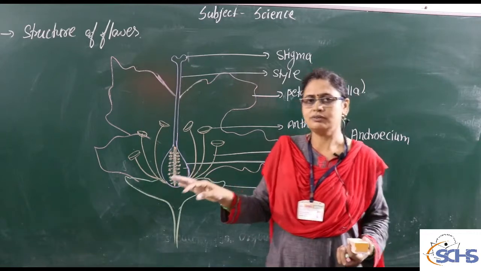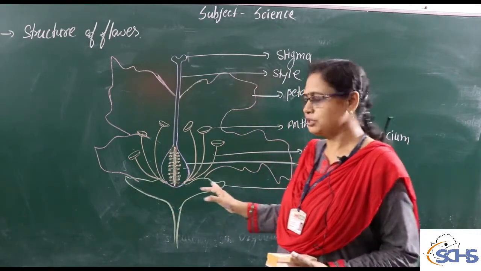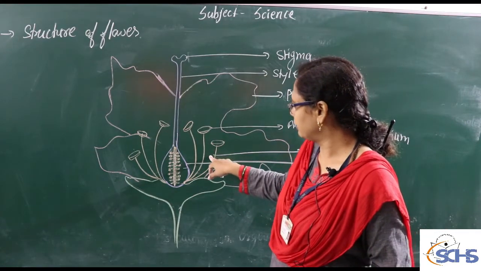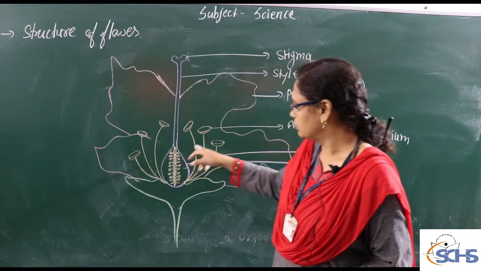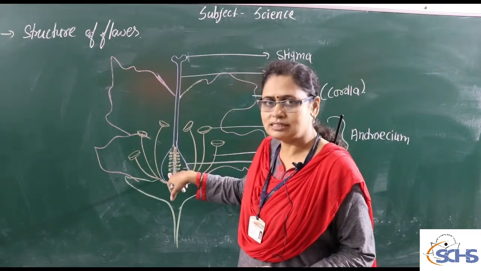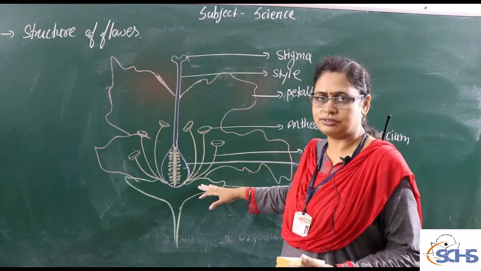The four whorls we can see in the flower, as I explained, are calyx, then corolla, then androecium, then gynoecium. So from where do we go? We go from the outside to the inside of the flower. In this way they are arranged.